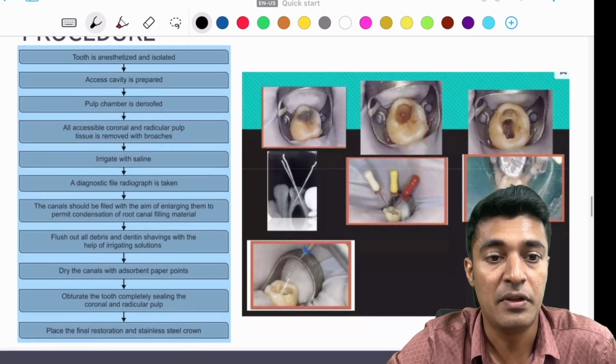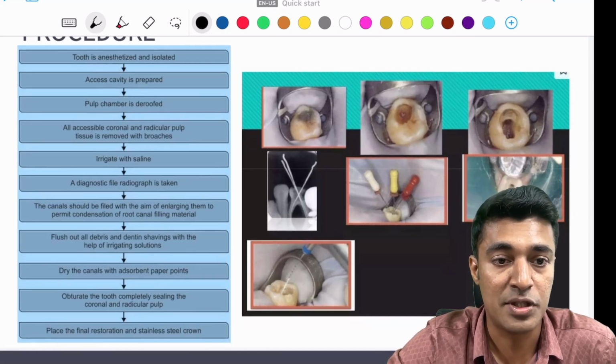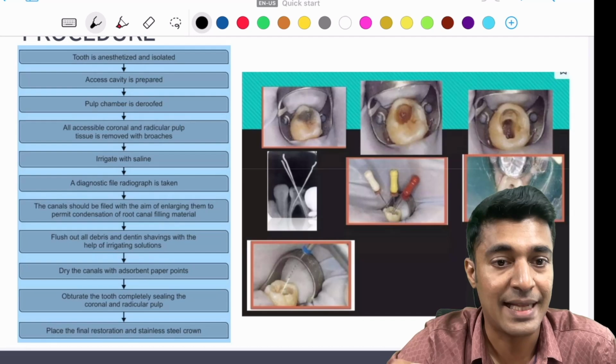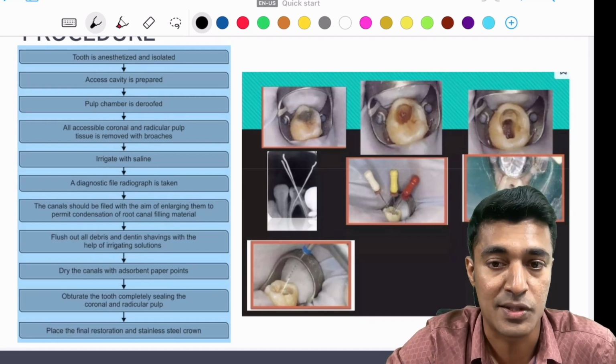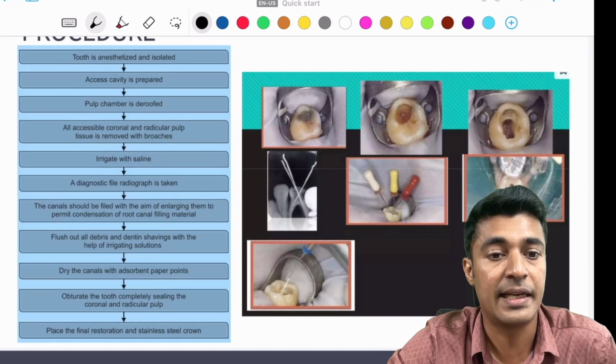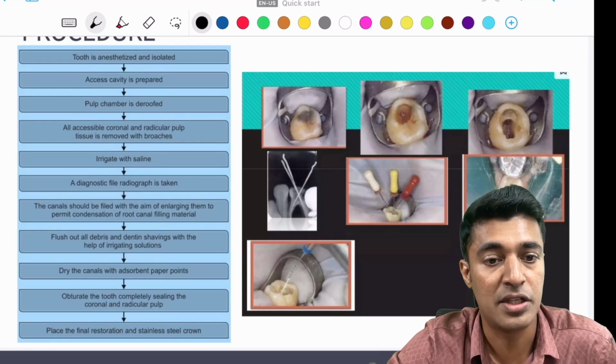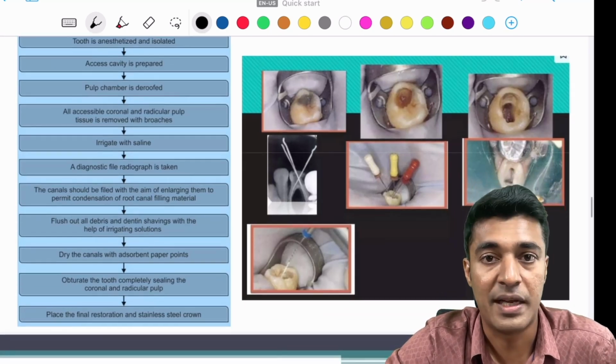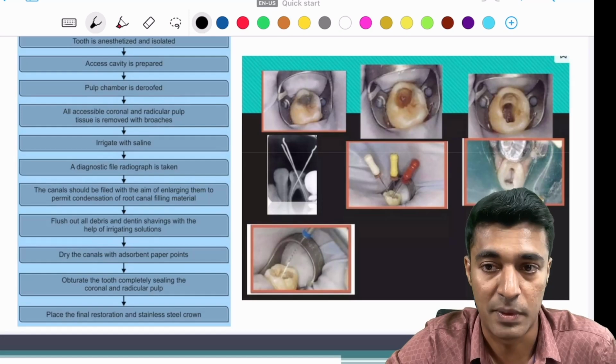The canals should be filed with the aim of enlarging them to permit condensation of the root canal material. Flush out the debris and the dentin shavings with the help of irrigant solution. Then dry the canals with paper points and obturate the tooth completely, sealing the coronal and the radicular pulp. Place the final restoration followed by a stainless steel crown.